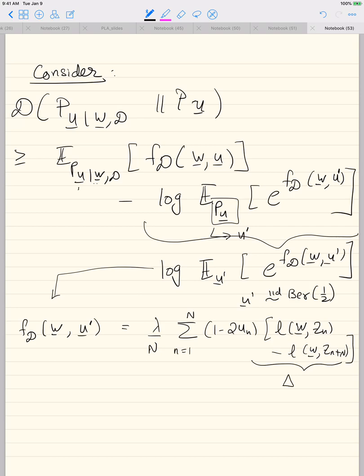I'll call this quantity delta of n, just for simplicity. So this is lambda by n, summation of n going from 1 to n, delta of n. So if I look at expected, and this is u prime.